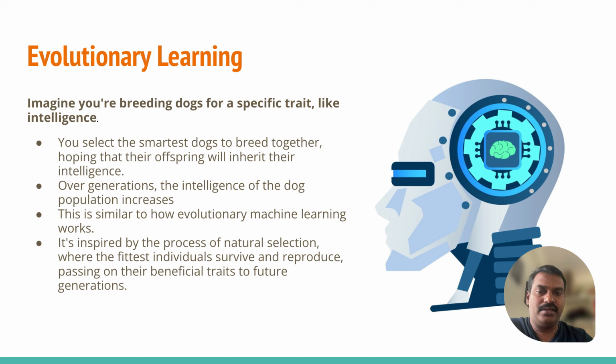Over generations the intelligence of the dog population increases, similar to how evolutionary machine learning works. It is inspired by the process of natural selection, where the fittest individuals survive and reproduce, passing on their beneficial traits to future generations.